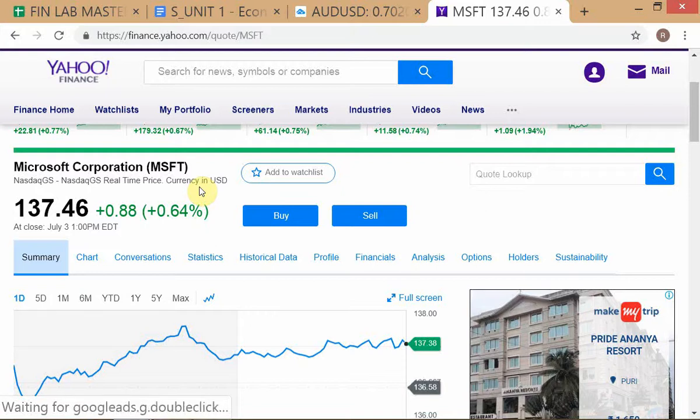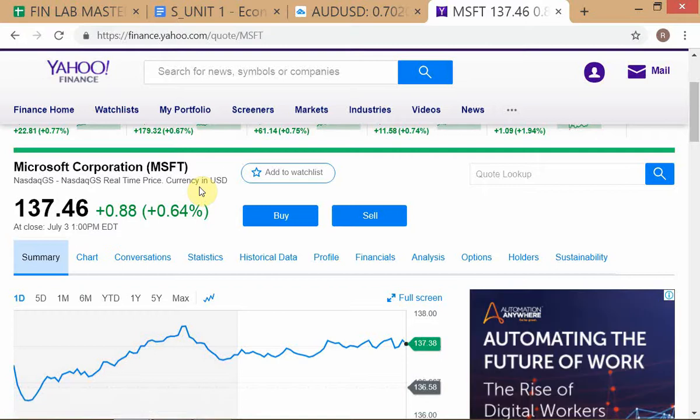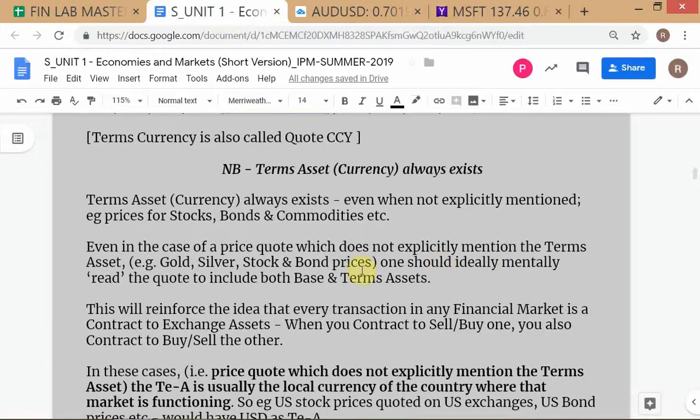Figure out where this thing is being traded, and as a general rule, it will be the local currency of that location. Okay, but there are some exceptions. So the general rule is clear to everybody. The exception is this.